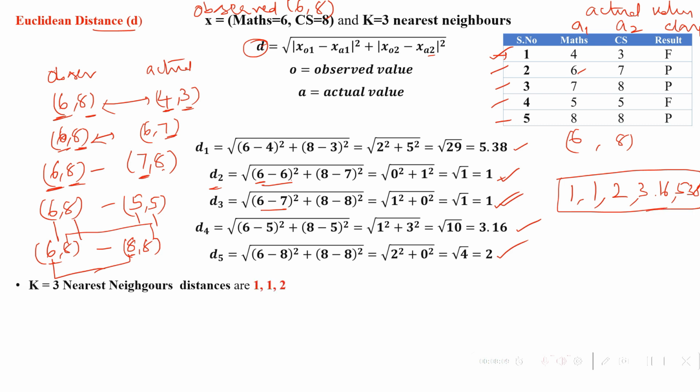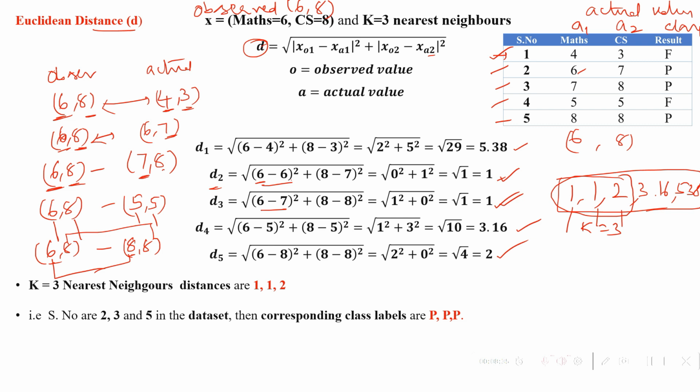Here the number of neighbors is k equal to 3. That means after sorting the distances in ascending order, you have to select the neighbors equal to 3. So these three distances are 1, 1 and 2. Now we are going to find out the corresponding index values of these distances.